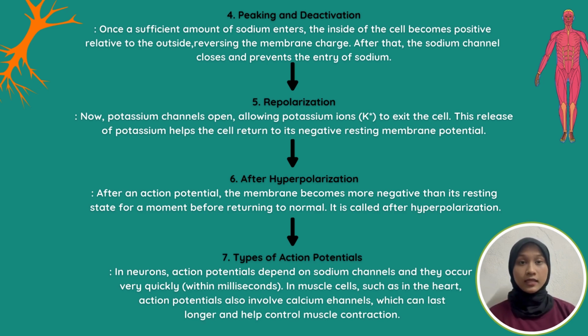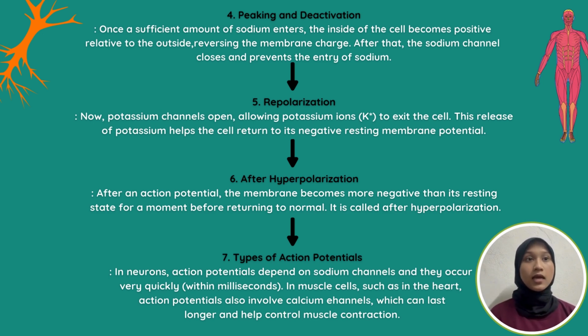Step 4, peaking and deactivation. Once enough sodium enters, the inside of the cell becomes positive relative to the outside, reversing the membrane charge. After that, the sodium channels close and prevent the entry of sodium. Step 5, repolarization. Now potassium channels open, allowing potassium, K+, ions to exit the cell. This release of potassium helps the cell return to its negative membrane potential. Step 6, afterhyperpolarization. After an action potential, the membrane becomes more negative than its resting state for a moment before returning to normal. It is called afterhyperpolarization.